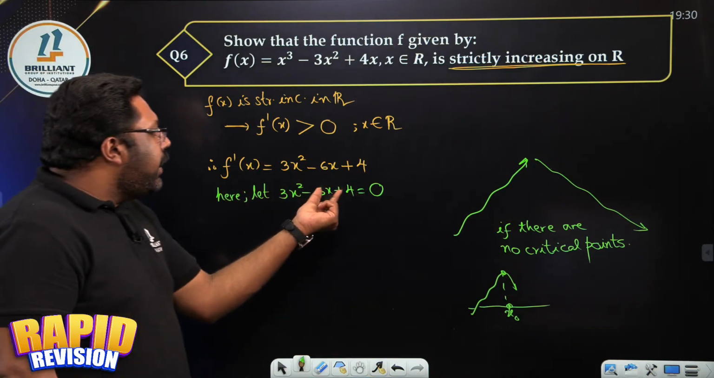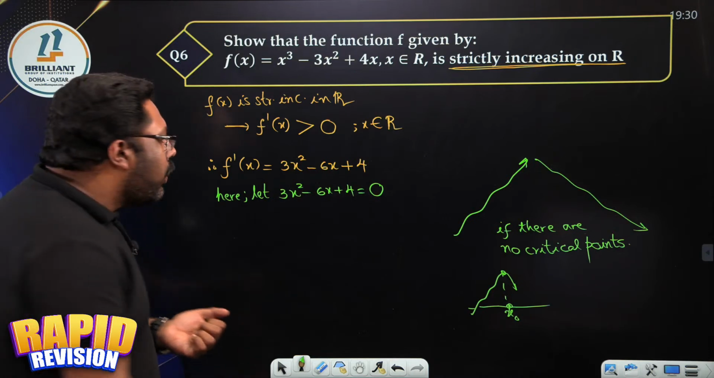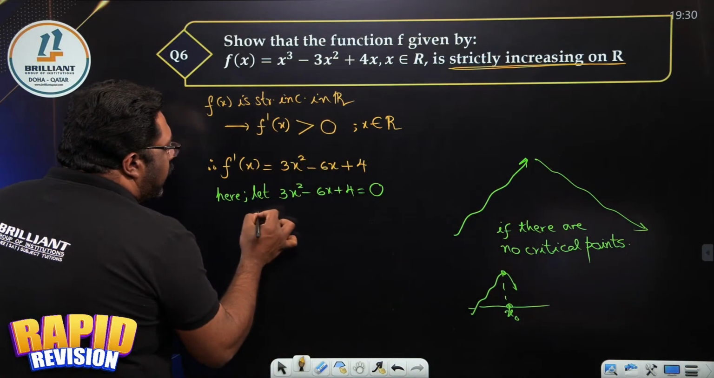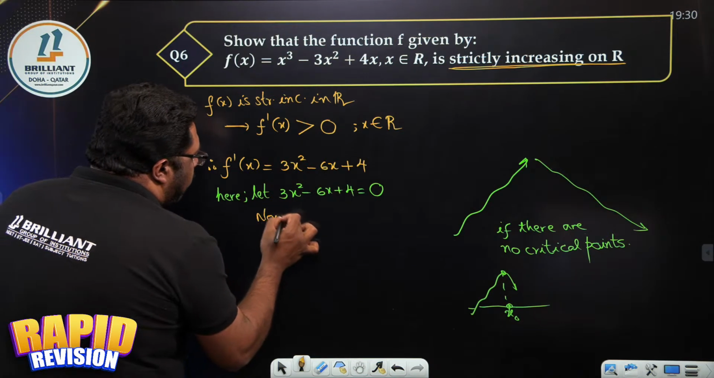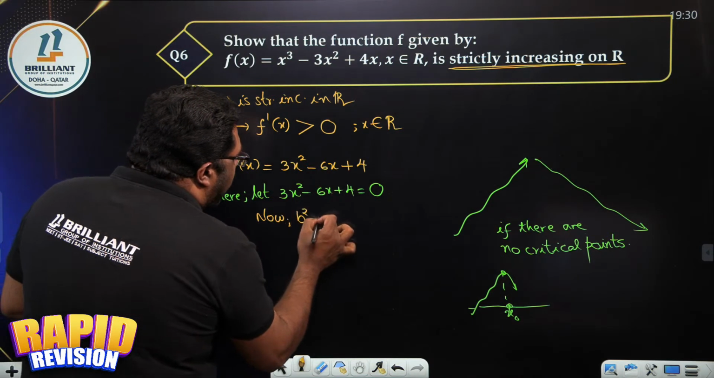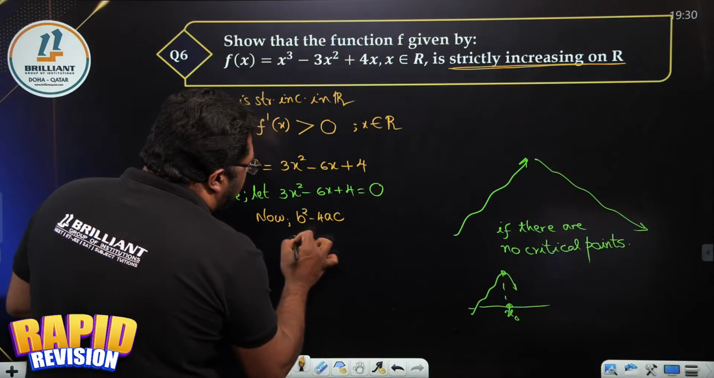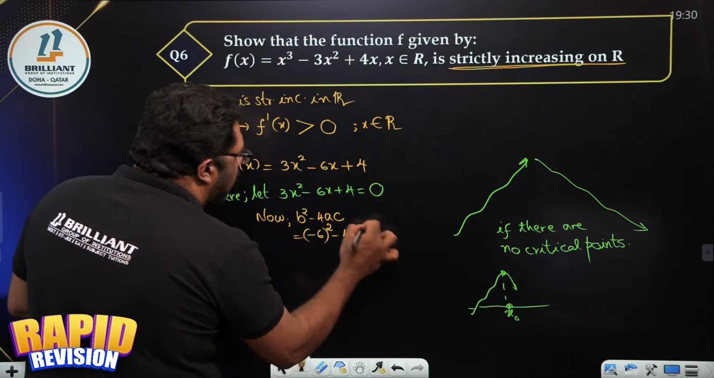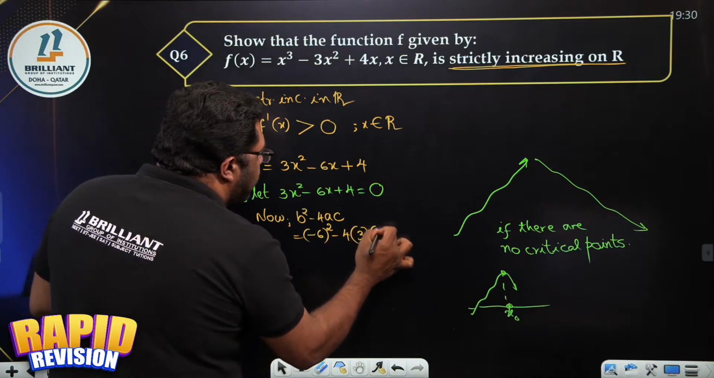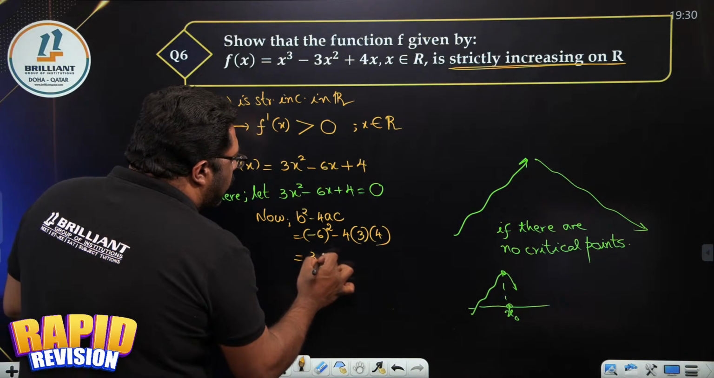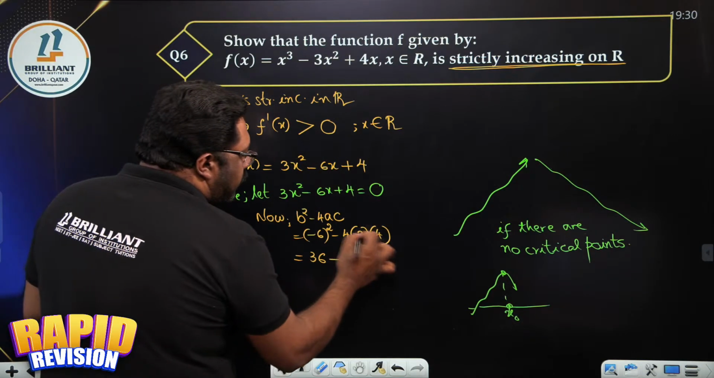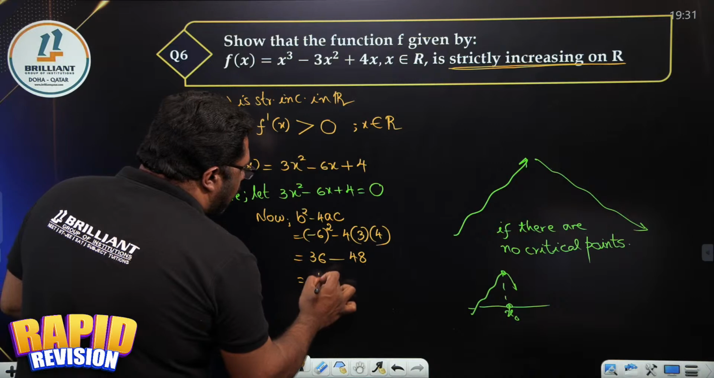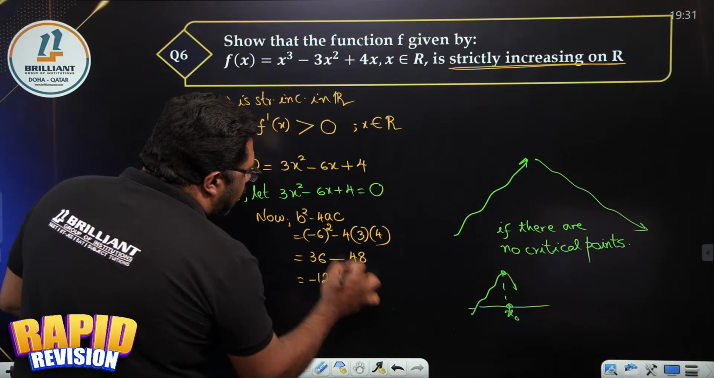So I just set this quadratic equation equal to 0. And I'm going to tell you why there is no critical point. Now, b squared minus 4ac equals minus 6 squared minus 4ac, 36 minus 48, which is negative 12.